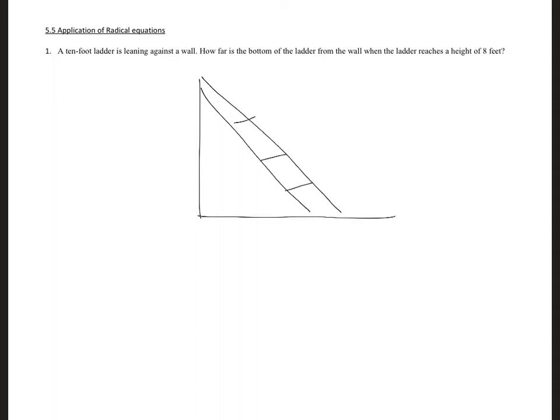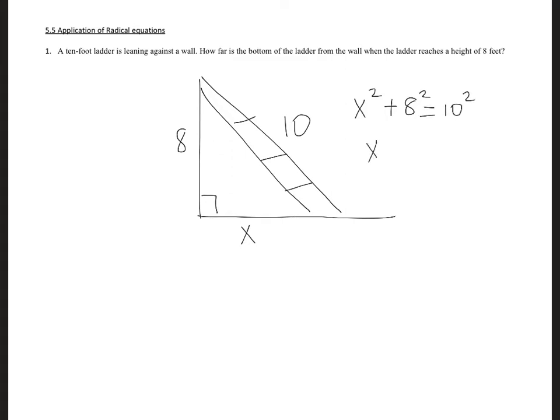So suppose that's the ladder, it's 10 foot, and we are told how far is the bottom of the ladder from the wall. So we are looking at this distance when the ladder reaches a height of 8 feet. And here, this will make an angle of 90 degrees. So we could use Pythagorean theorem. So I write here x squared plus 8 squared is equal to 10 squared.